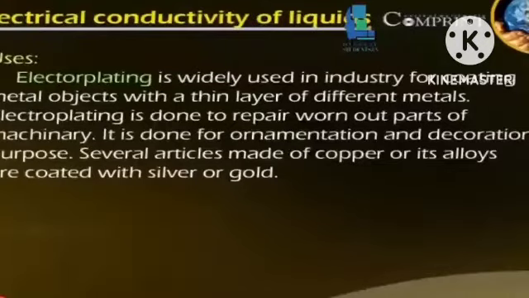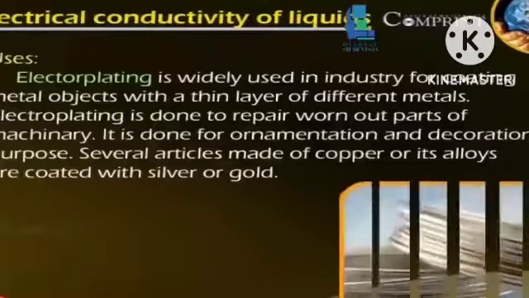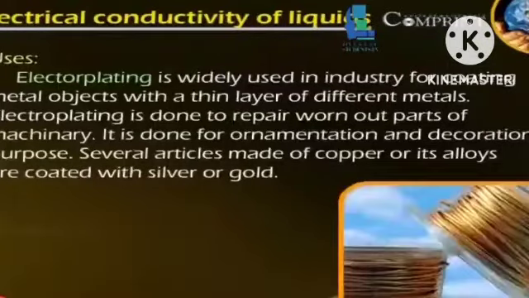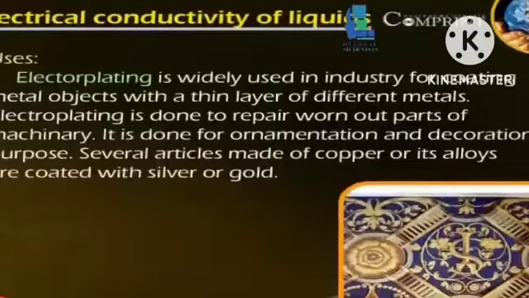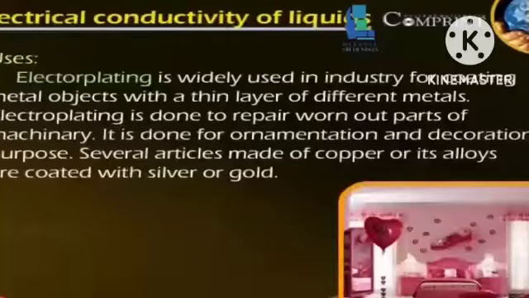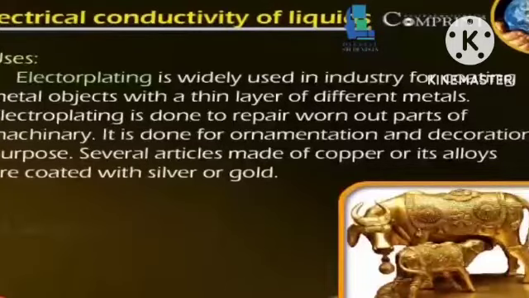Uses. Electroplating is widely used in industry for coating metal objects with a thin layer of different metals. Electroplating is done to repair worn-out parts of machinery. It is done for ornamentation and decoration purposes. Several articles made of copper or its alloys are coated with silver or gold.